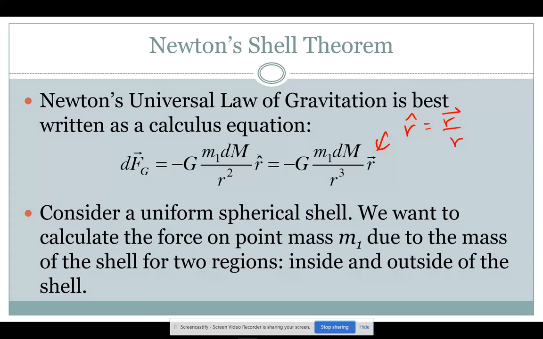And now we have the problem statement. Consider a spherical shell of uniform mass. That is, the mass distribution is uniform over the entire surface of that shell. What we want to find is, what is the force of gravity going to be on something that's inside of that shell and something that's outside of the shell? So we're going to do the problem twice, once for inside and once for outside.